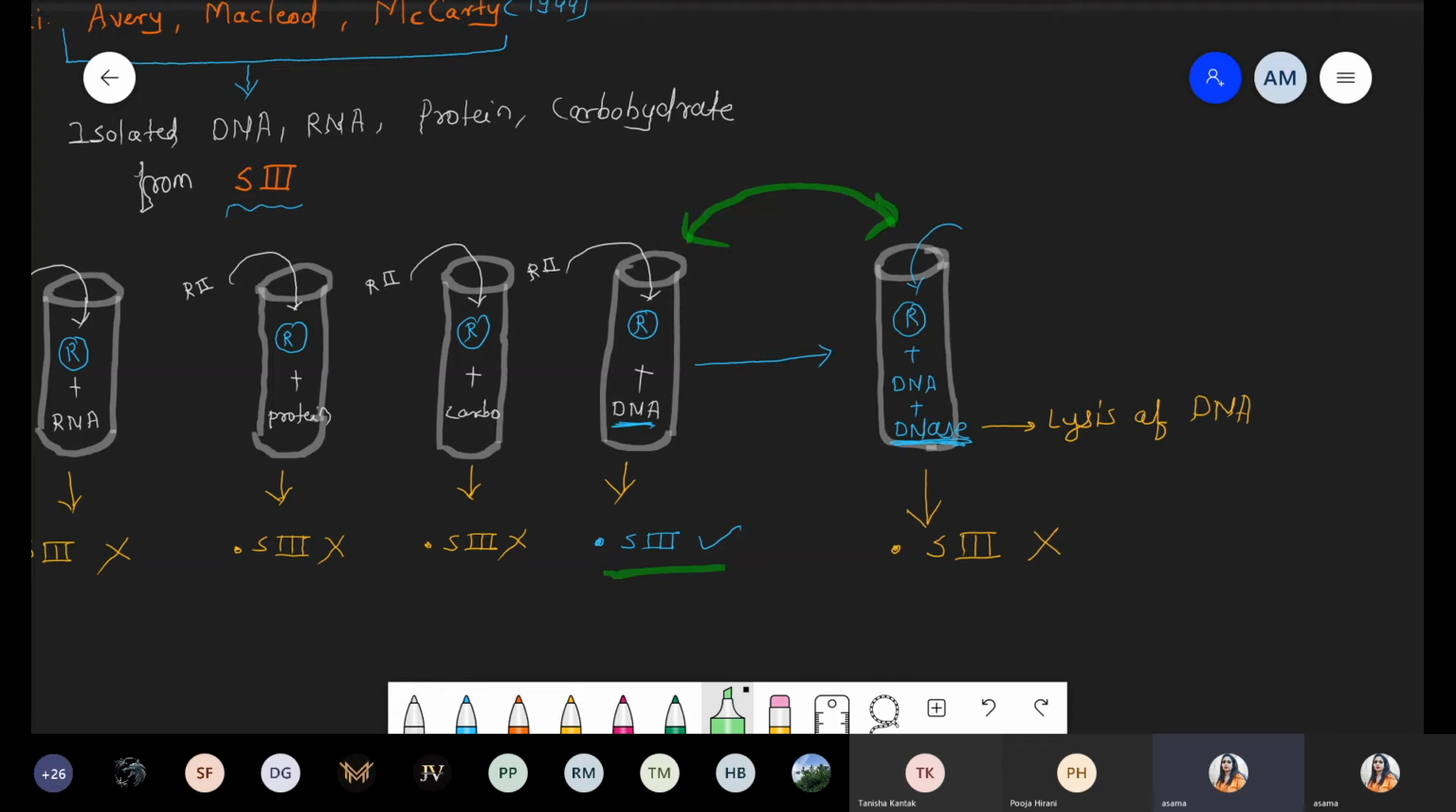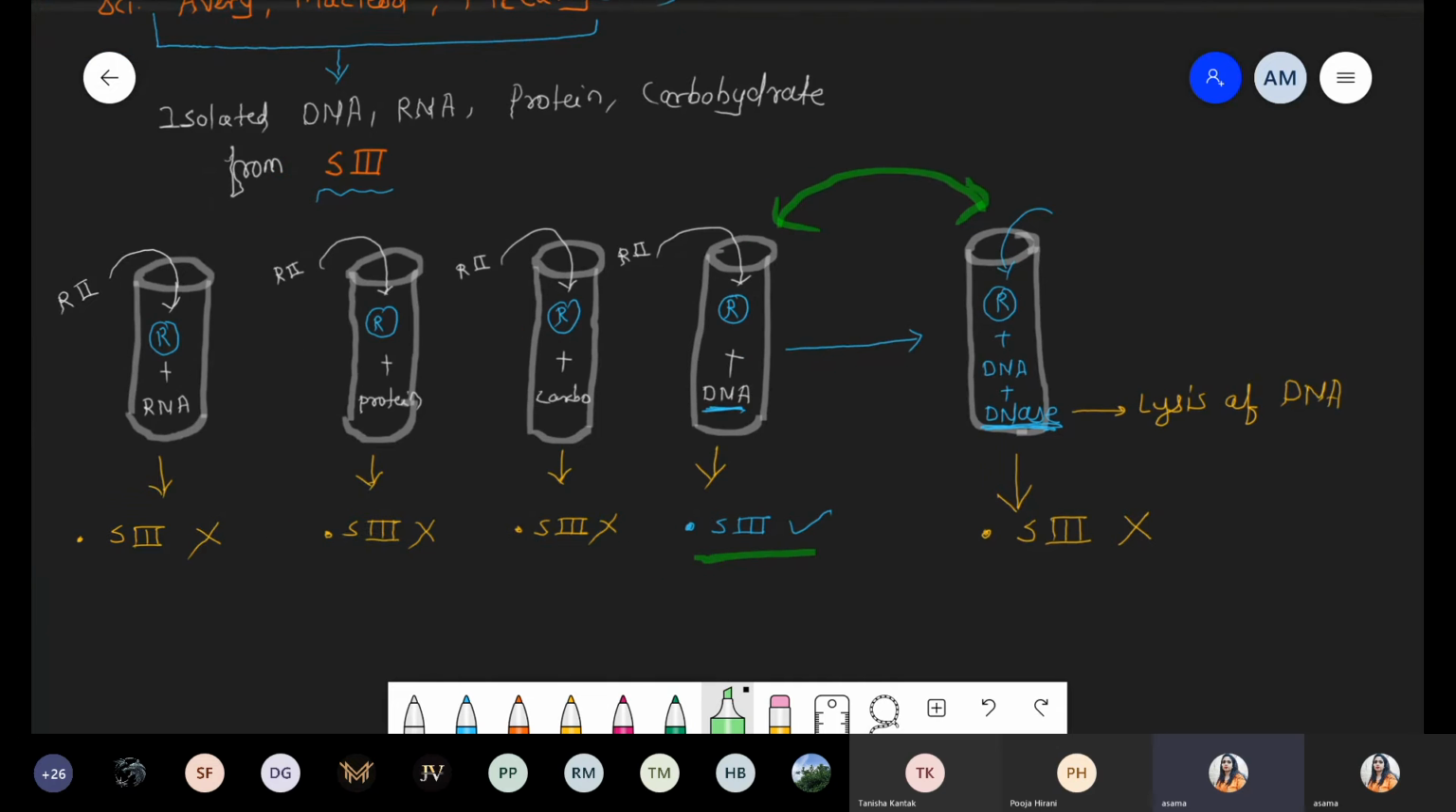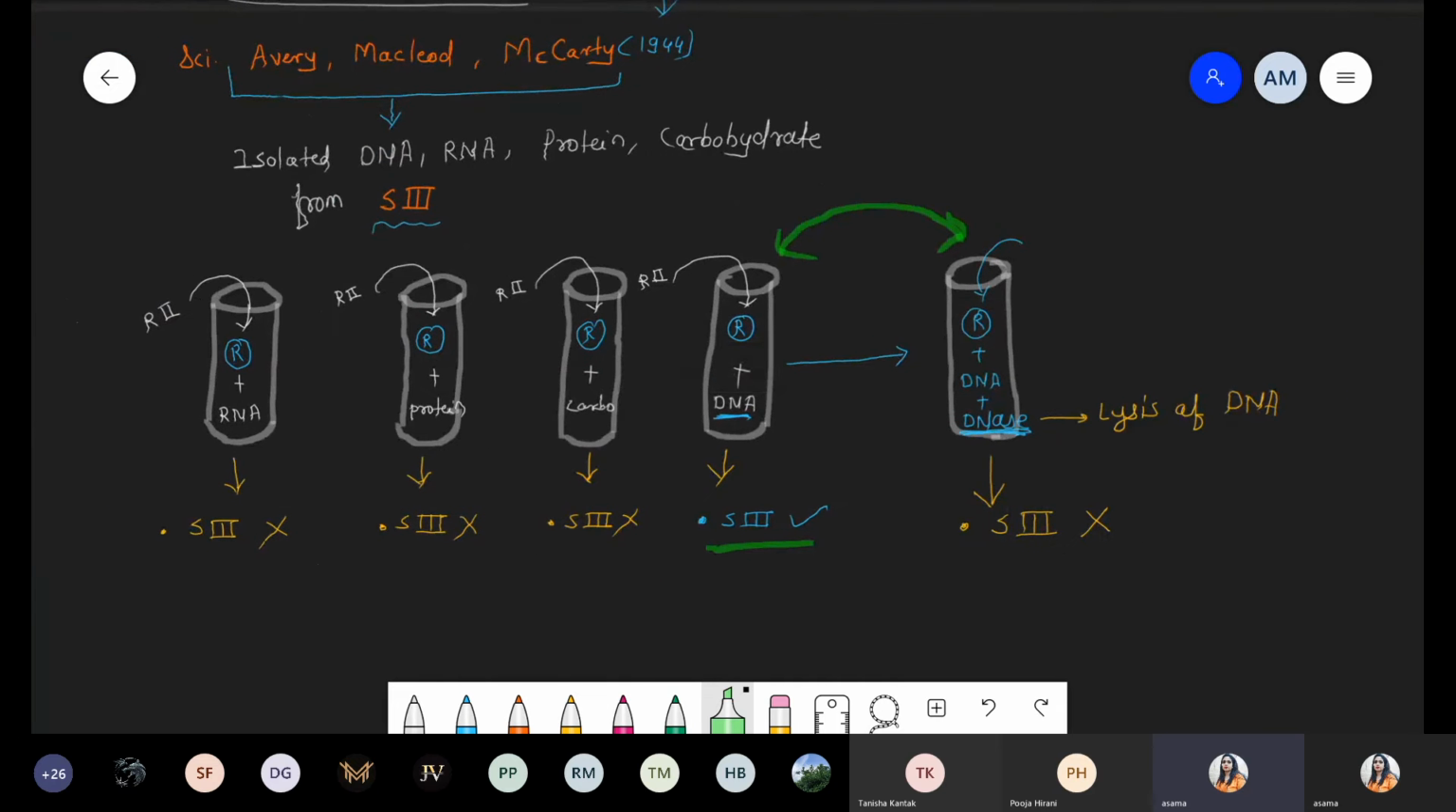मतलब DNA नहीं है, मतलब क्या नहीं बनेगा? There is no formation of capsule, and if no capsule, it means there is no conversion inside this smooth strain. Got it? So hence these are the proof that the genetic material which is present, that material is not RNA, not protein, not a carbohydrate, that material is the DNA.